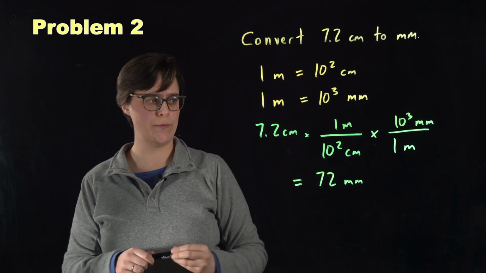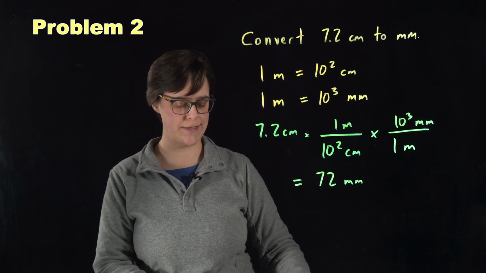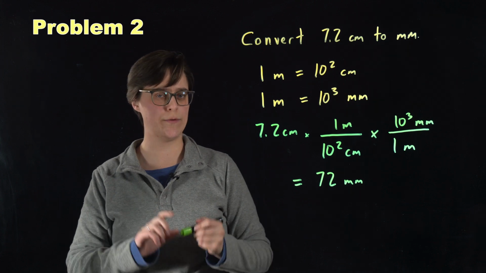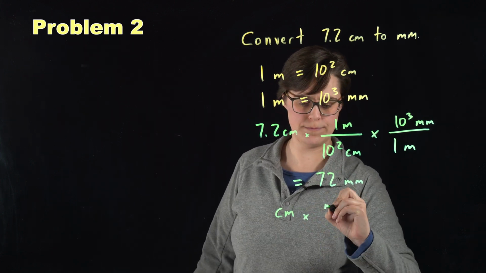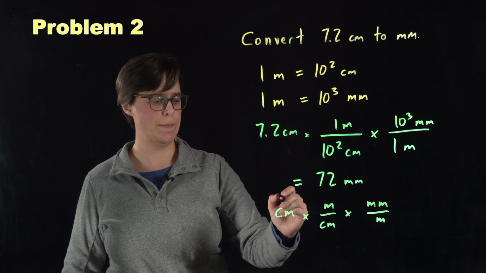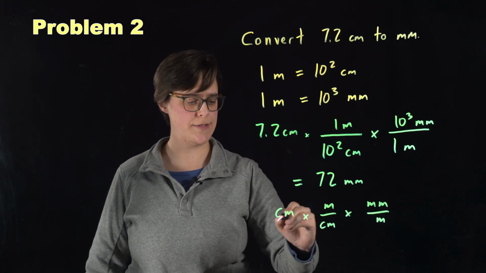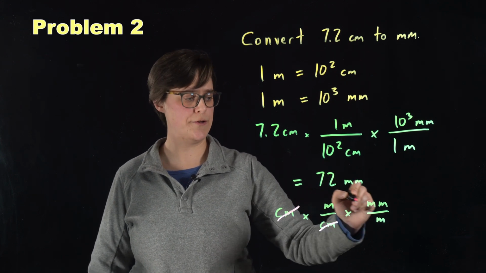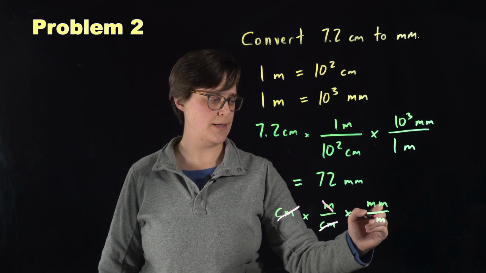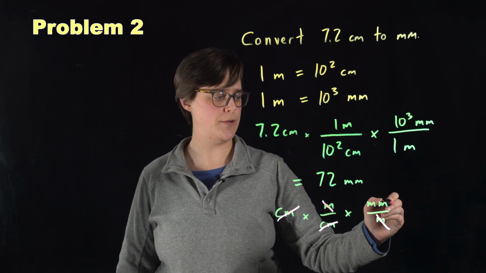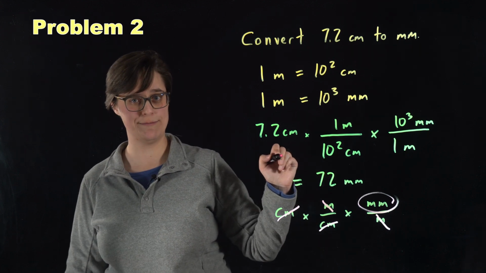I'm going to write an equation with just the units to prove to you that they cancel out the way that I think they do. So here it is. Centimeters divided by centimeters cancels out. Meters divided by meters cancels out. We are left with units of millimeters.